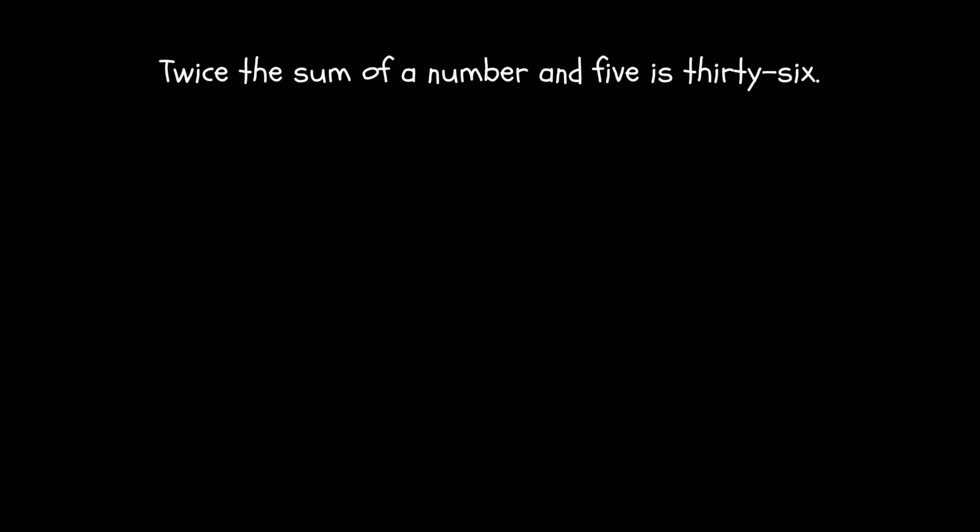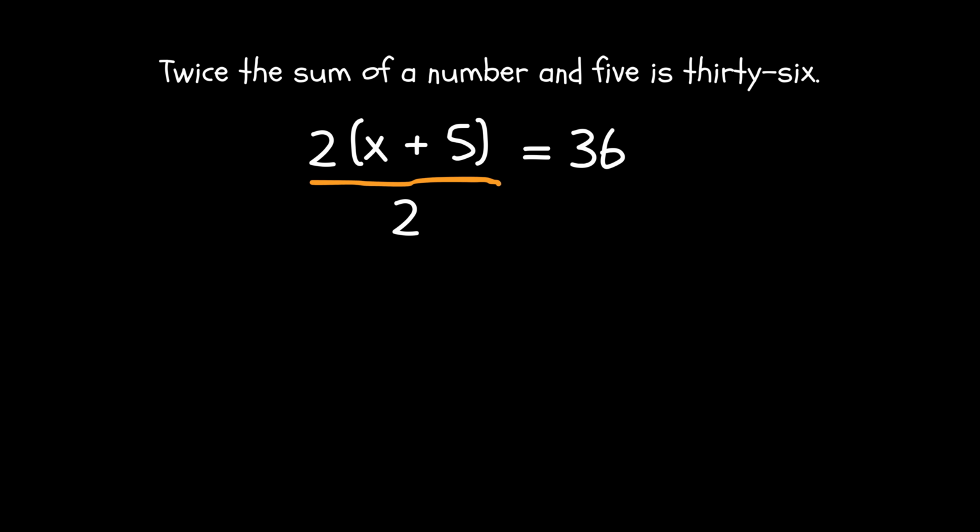Twice the sum of a number and 5 is 36. So we will have twice, which means 2. Now the sum of a number and 5, these are being added, so let's put them into parentheses. Now let's divide both sides by 2.